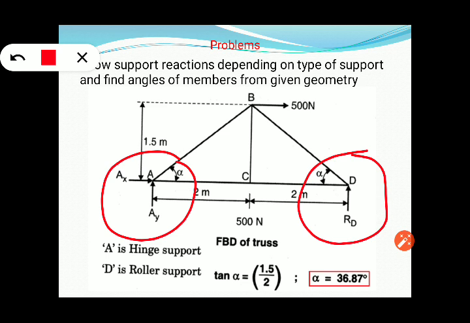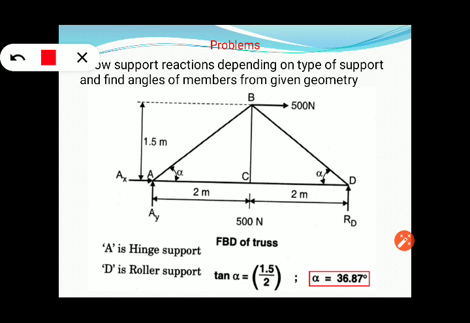Now what we know, the members AB, BD, AC, CD and BC are the members in this truss. We have to find forces in these members. Similarly, you have to also find the angles, because if the member is inclined, you have to find the angle and resolve that member into components, that is along x direction and y direction. So here the angle is found, that is tan alpha equals 1.5 divided by 2. So you can see here angle alpha.